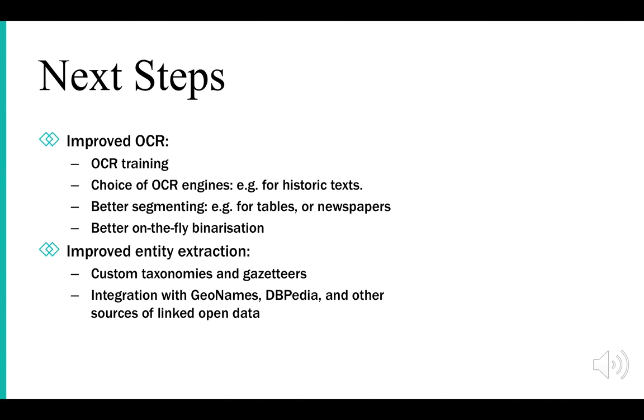And then improved entity extraction by using custom taxonomies and gazetteers, so we can drill down into particular topic areas and improve accuracy where there's a specialist set of vocabularies or a specialist set of terms that may be in use. And we can integrate with sources of linked open data like GeoNames, DBpedia, and so on. I hope you can see this is a very promising approach, taking an images first approach to extracting semantic information and doing classification on digitized cultural heritage objects without requiring very heavy levels of in advance skilled cataloguing.